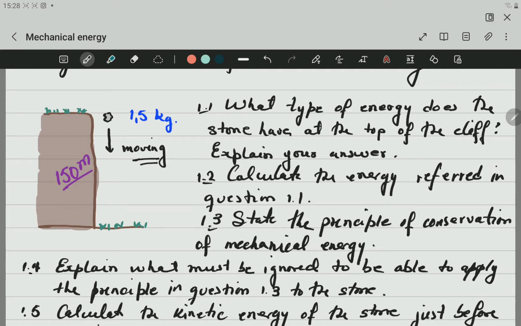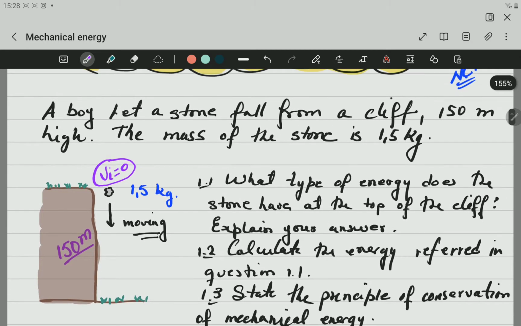Now here it was dropped. So the initial velocity, and that is an important thing even before we carry on, the initial velocity or speed of this rock is going to be equal to 0. So it's not going to be moving at the beginning because it was dropped. That means in this case he let the stone fall. So the initial velocity is going to be 0, and we're going to need that one a little bit later. That is at the beginning, okay?